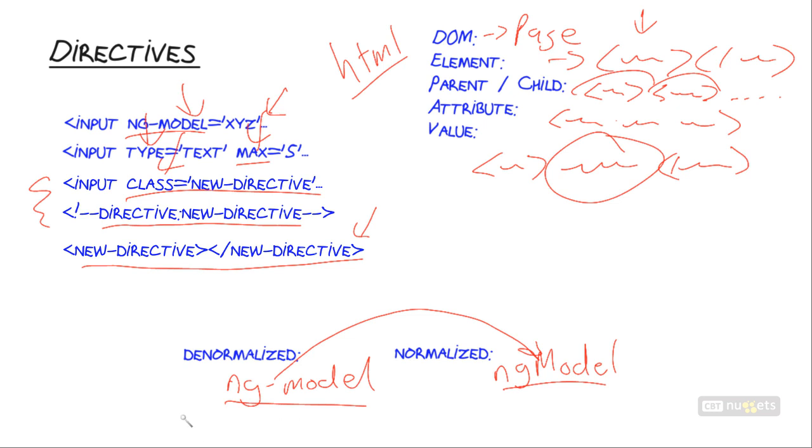And this works not just for ng dash, but also ng colon and ng underscore. Now Angular recommends that you use the dash version. Colon and underscore have been deprecated, but they're still there. They still work for legacy purposes, and it's important to know that they all function the same way. Let's take a look at that real quick.